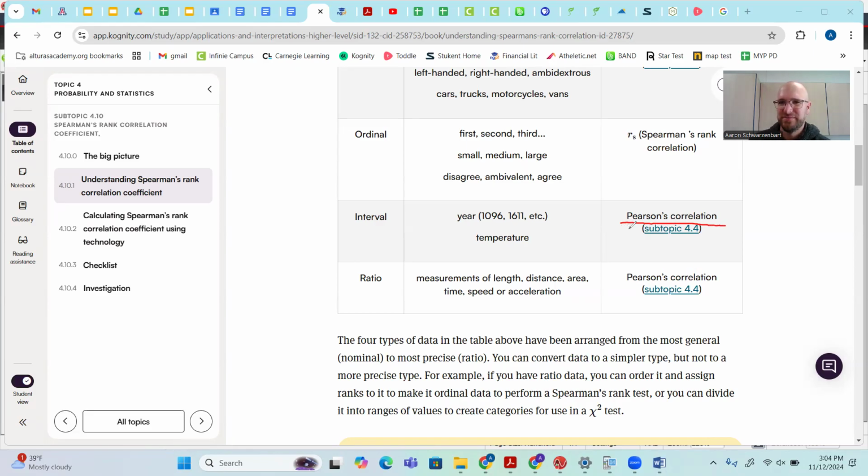That's what you've been calculating since integrated one. Your calculator calculates that for you. It's a big pain to do without it.